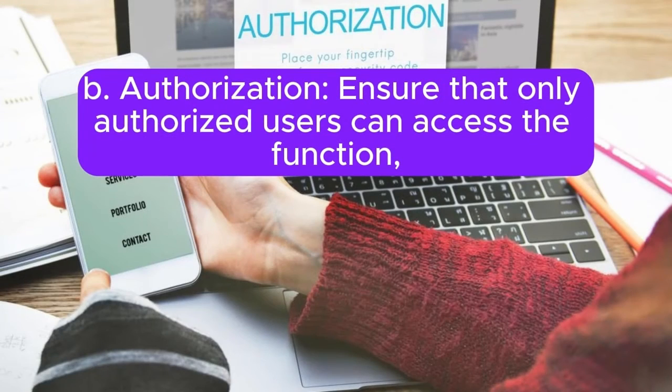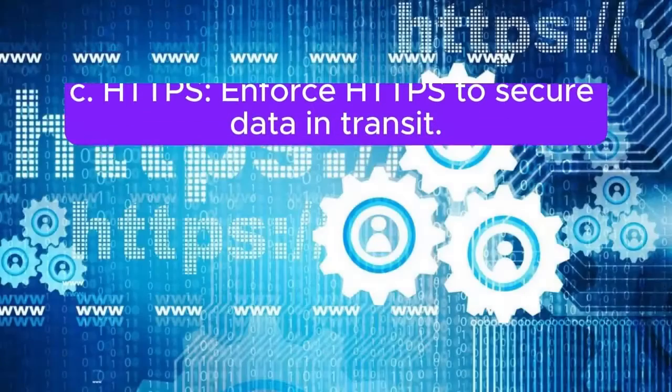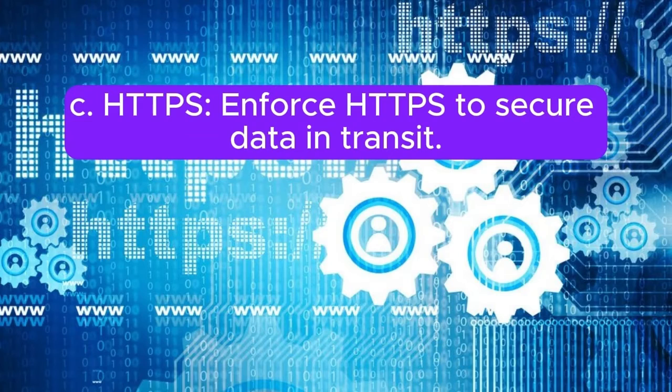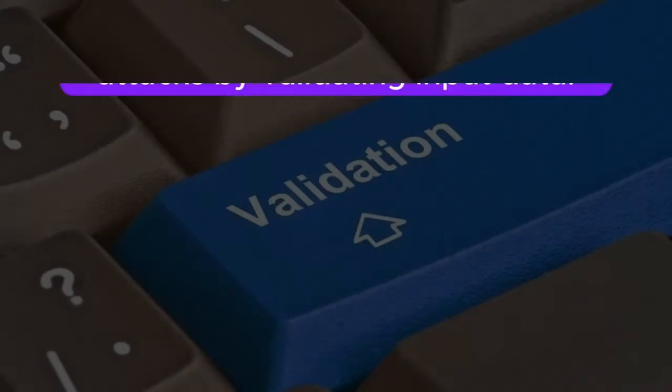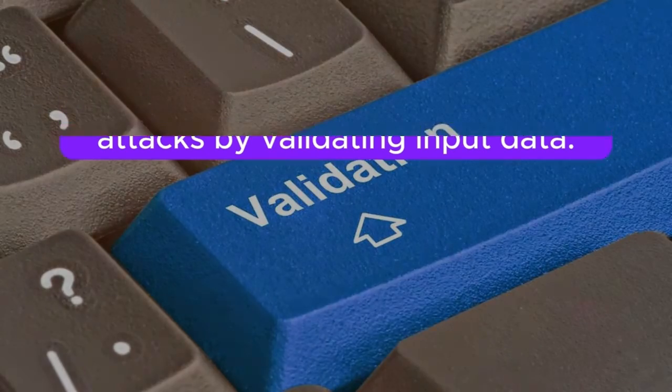B. Authorization. Ensure that only authorized users can access the function, potentially using function keys or integration with Azure API Management for fine-grained access control. C. HTTPS. Enforce HTTPS to secure data in transit. D. Input validation. Prevent injection attacks by validating input data.